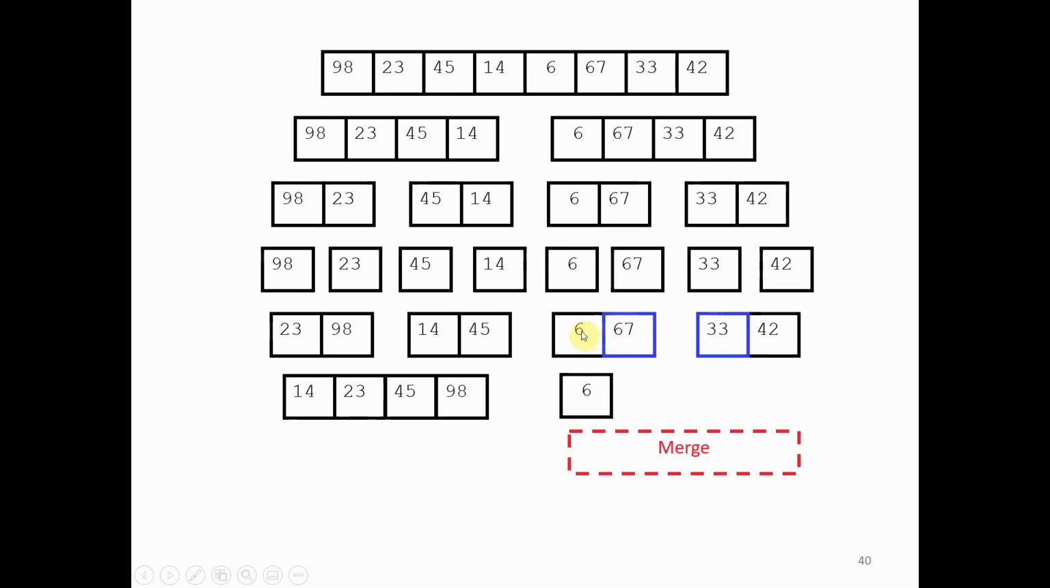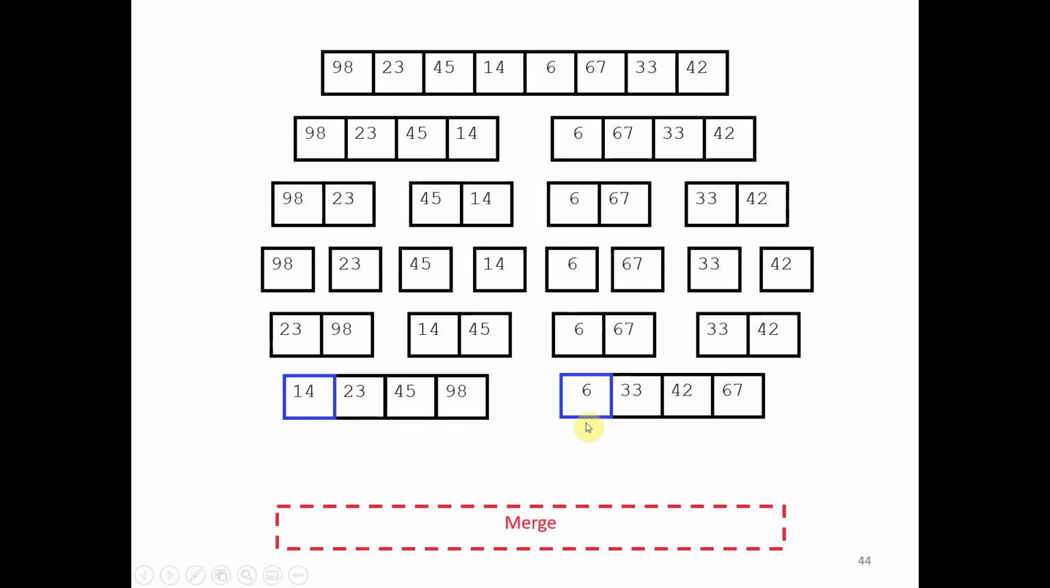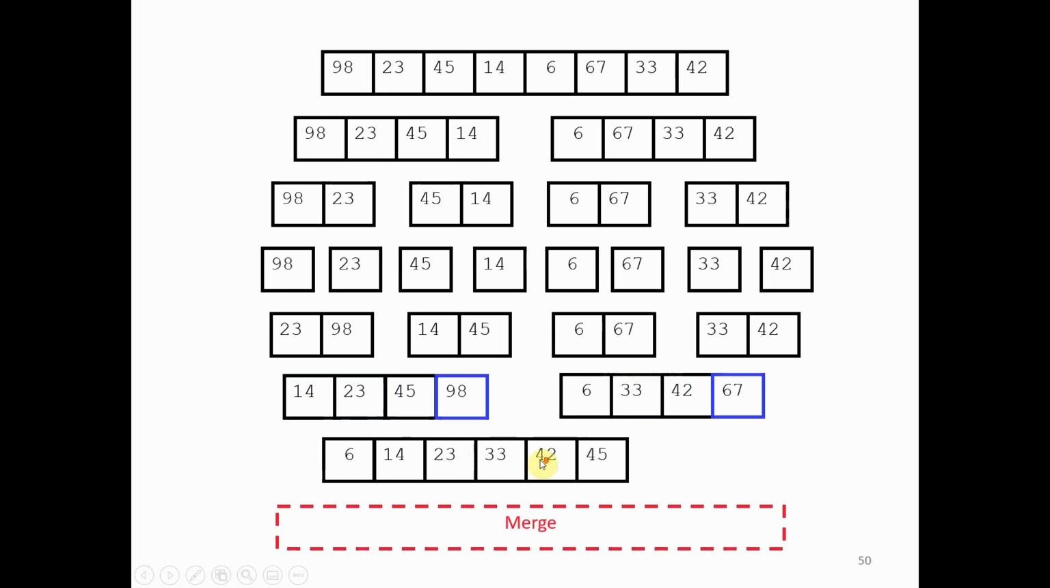Now this is sorted, now we have to merge them. 6 and 33: 6 goes here. 33 and 67: 33 goes here. 42 and 67: 42 goes here, and 67 comes here. So now this is sorted, this one is also sorted. Now what do we have to do? We just have to merge these two sorted subarrays. Compare 6 and 14: 6 goes here. 14 and 33: 14, 23 goes here, 33, 45, 42, 45, 67, and this remaining element goes here.